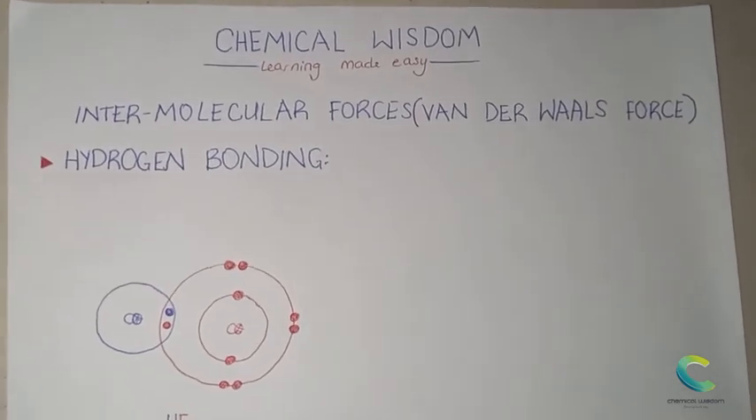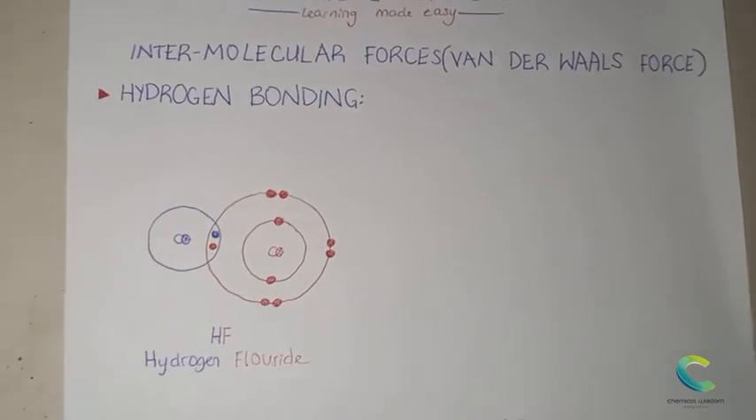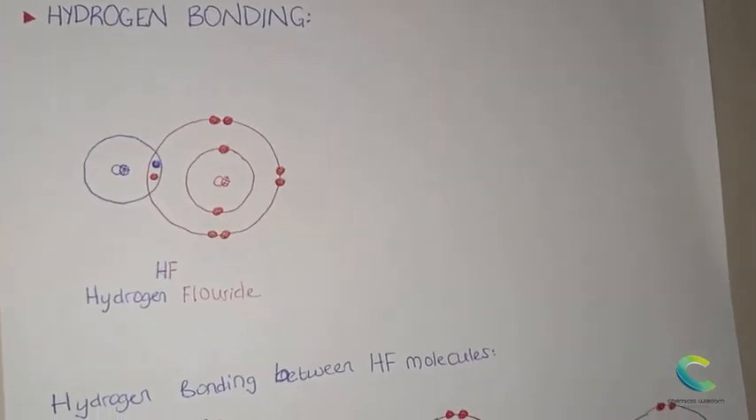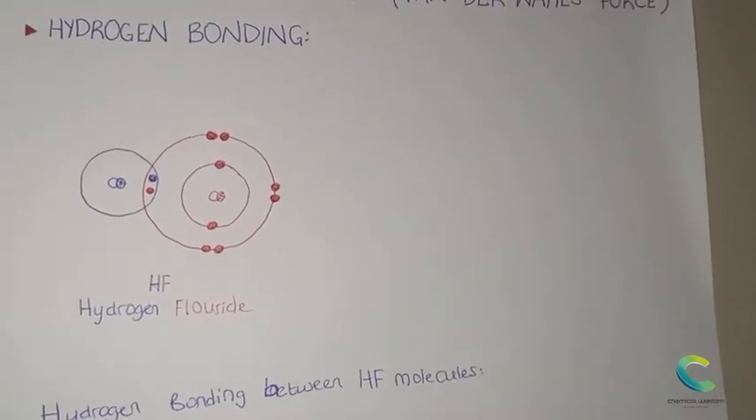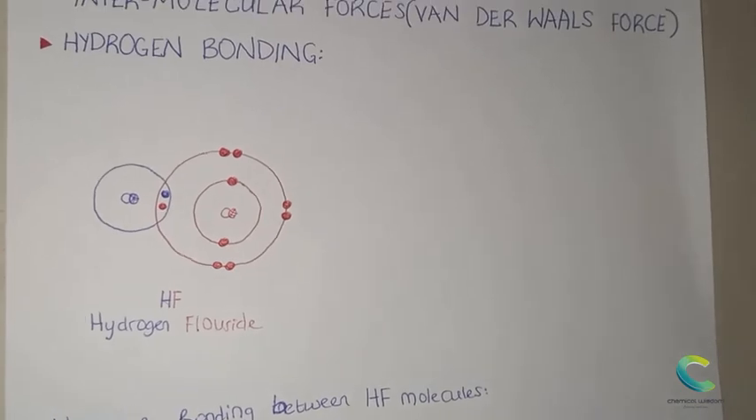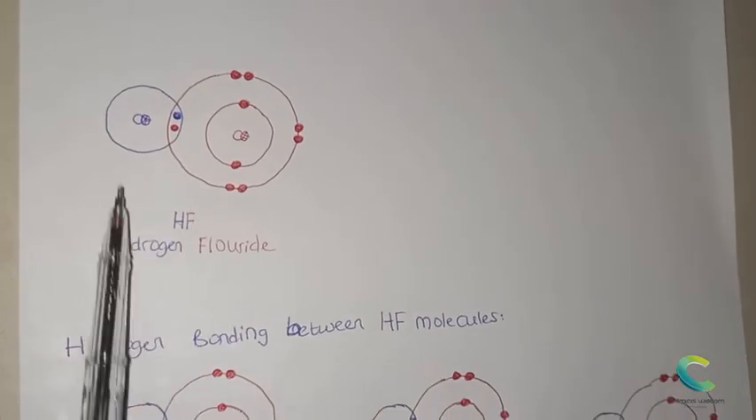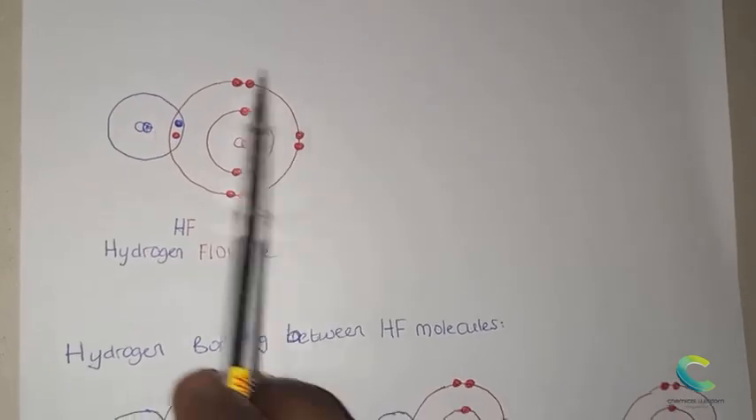So hydrogen bonding is that weak force of attraction that occurs between molecules containing hydrogen and highly electronegative elements such as fluorine, oxygen, or nitrogen. So the first example we'll be looking at here is hydrogen fluoride. If we look at the structure of hydrogen fluoride, we have the hydrogen atom and the fluorine atom.